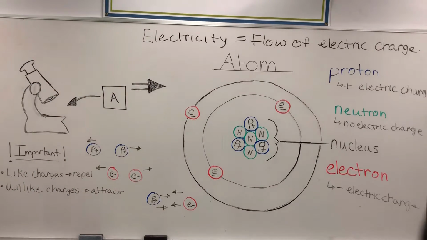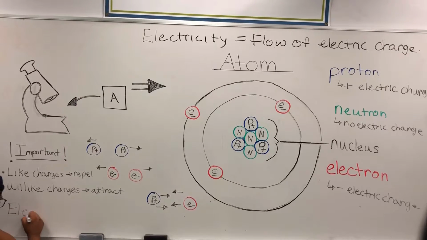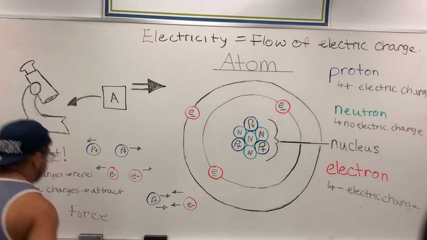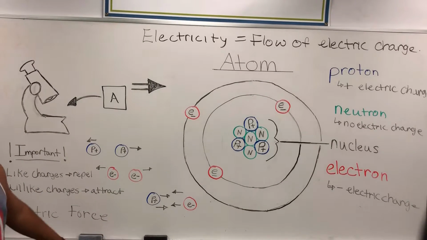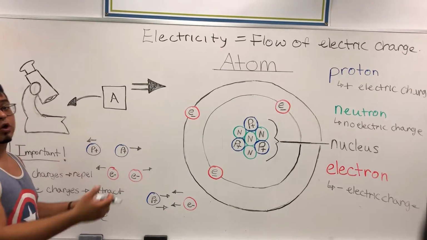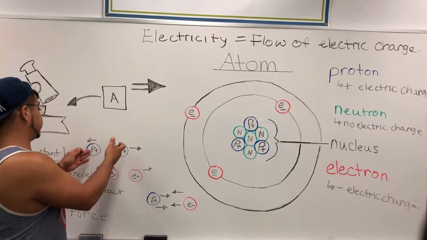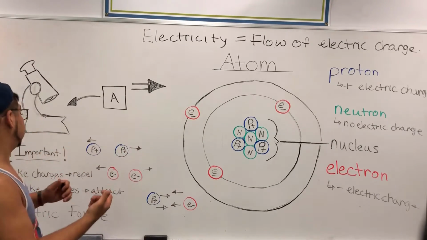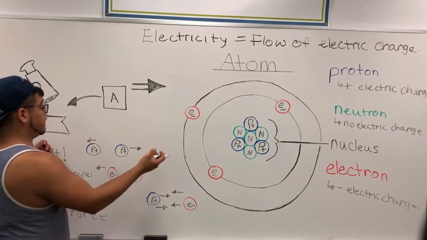So why is this happening? Like I said, there is a force that is acting on these particles. This force is called an electric force. The strength of this electric force depends on the distance between these particles. So the closer that the particles are next to each other, the stronger the force. So the closer that these protons are next to each other, the stronger that force is acting to want to push them against each other. If they're farther apart, then the force is less.